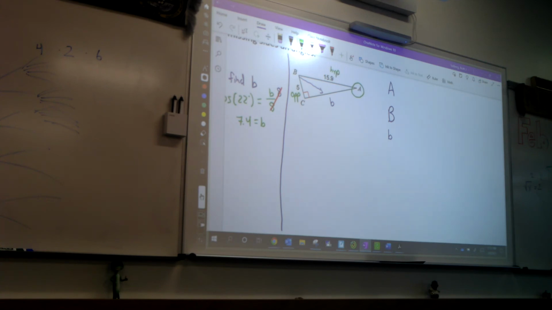Okay, so here we go. That is going to be sine because it's opposite over hypotenuse. You guys okay with that? Yeah. So I'm going to write the sine of A, because that's the angle we're trying to find, is equal to opposite over hypotenuse, 5 over 15.9. And I'm giving myself some space.